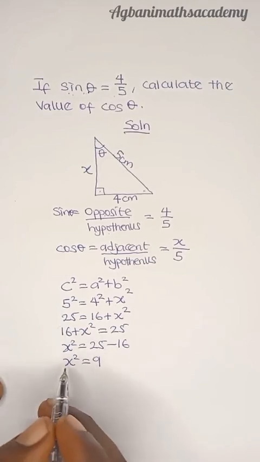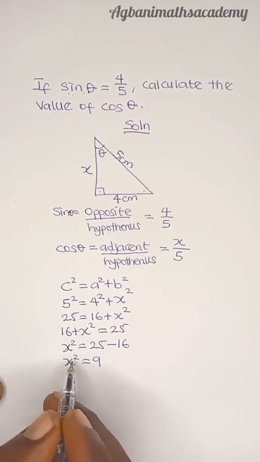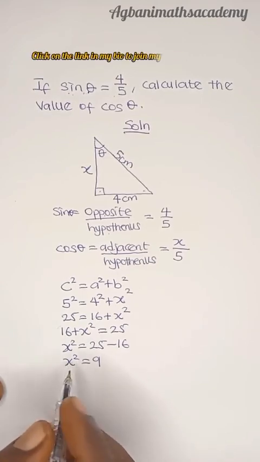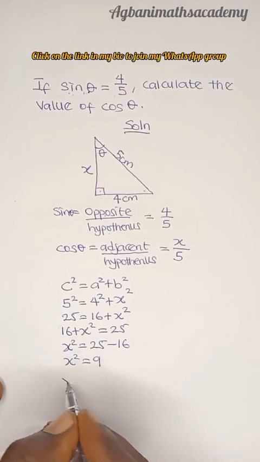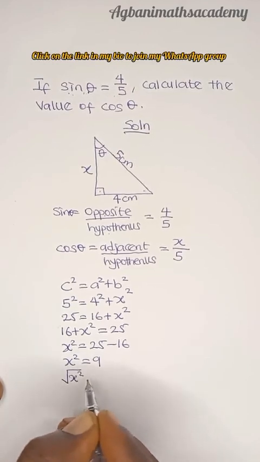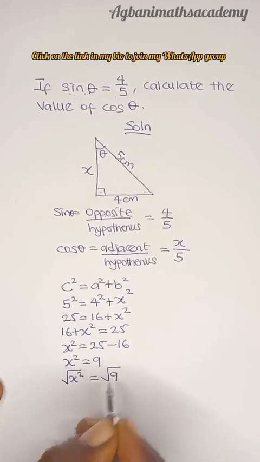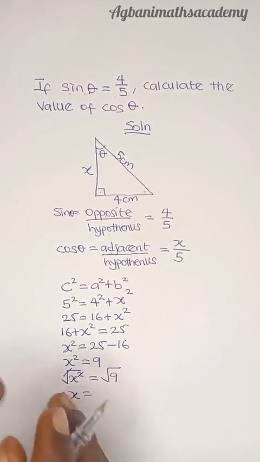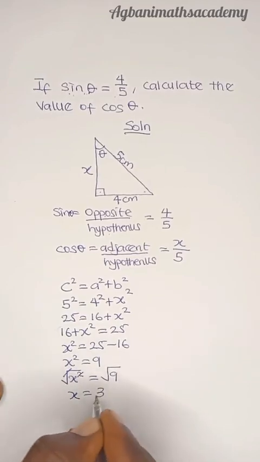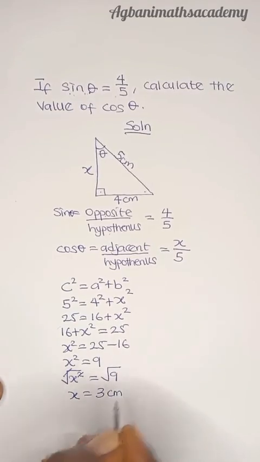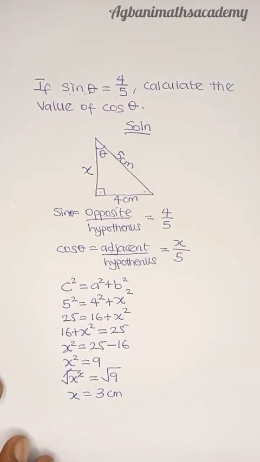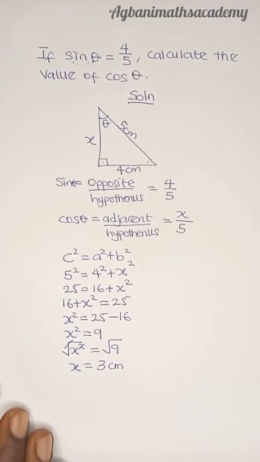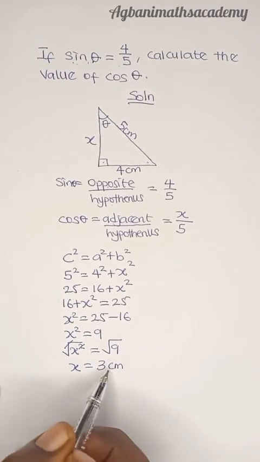Therefore, we are not looking for x square, we are looking for x. So in order to cancel the square, we find the square root of both sides. Square root of x square is equal to square root of 9. The square root is going to cancel our square. We have x is equal to the square root of 9, which is 3. So x is equal to 3 centimeters.